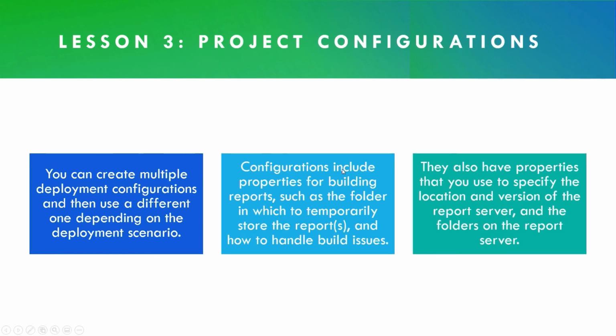This next section is talking about project configurations when you're deploying. You can create multiple deployment configurations and then use a different one depending on the deployment scenario. Configurations include properties for building reports, such as the folder in which to temporarily store the report and how to handle build issues. They also have properties that you use to specify the location and version of the report server and the folders on the report server.